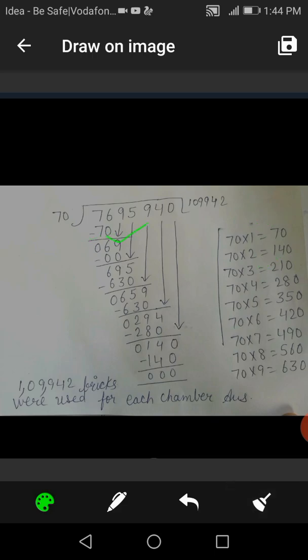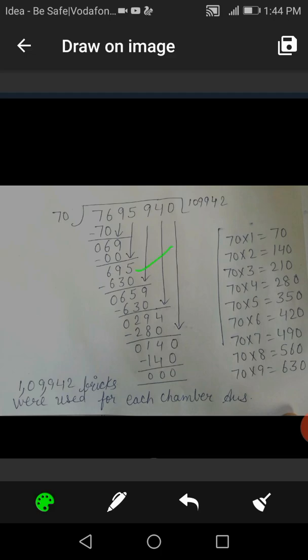70 ones are 70. Now subtract 76 and 70. You will get 6. Now bring 9 down, 69 becomes. Now you can see 70 ones are 70 and 70 is greater than 69. So you will go with 0. 70 zeros are 0, so write 0. Now 69 minus 0 is 69. Next bring down the next digit from the thousands place. 5 is on the thousands place, bring it down.